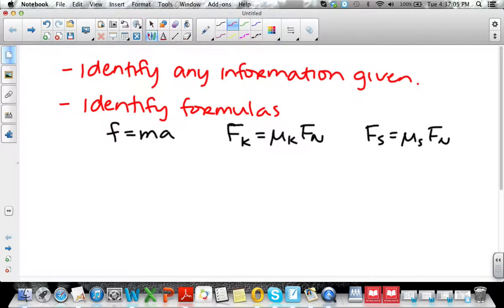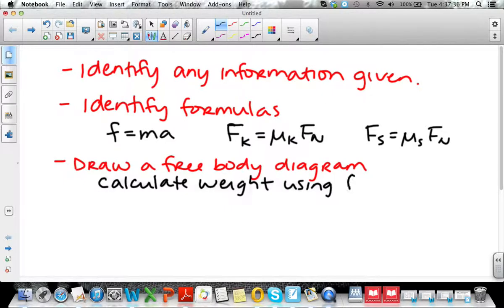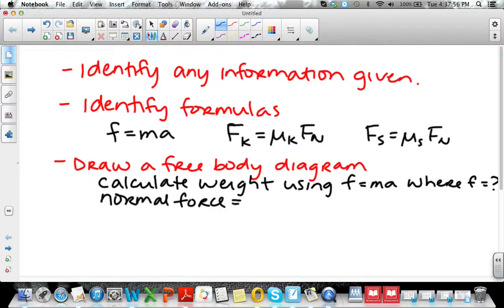Okay, once you've identified any formulas, I would draw a free body diagram. So this means that you need to label all the directions. So label or calculate. If you're given the weight, just label it. If you need to calculate it, then calculate the weight. And remember, you use F equals ma for that, where F is unknown. That's the one you don't know. You know m, you know acceleration is gravity. Then normal force is the exact same as the weight, just pointing up.